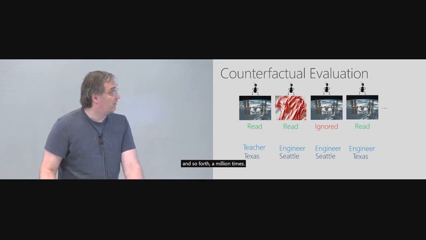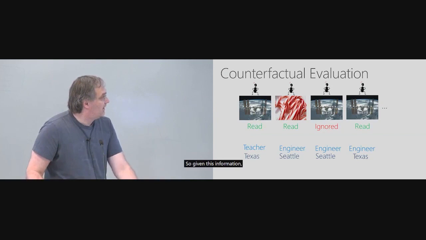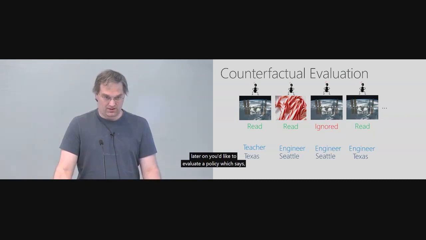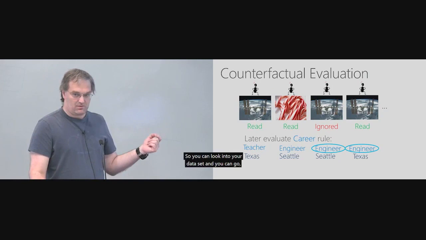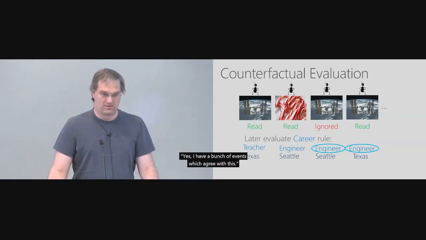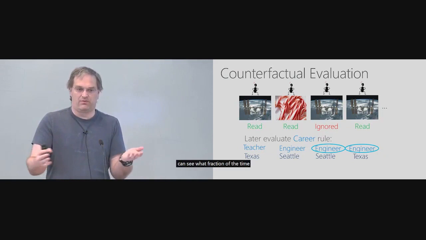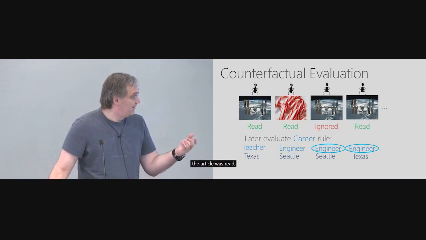Okay, so given this information, later on you'd like to evaluate a policy which says, if it's an engineer, we'll provide a space article, and if it's a teacher, we'll provide a food article. You can look into your data set and go, ah, yes, I have a bunch of events which agree with this. And then you can look at those events and see what fraction of the time the article was read. And that gives you a value for the policy.